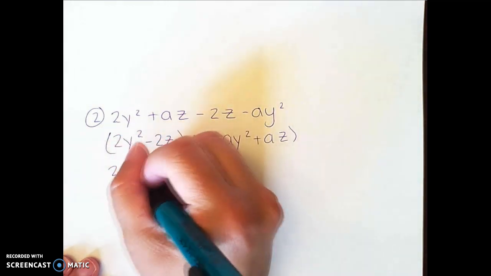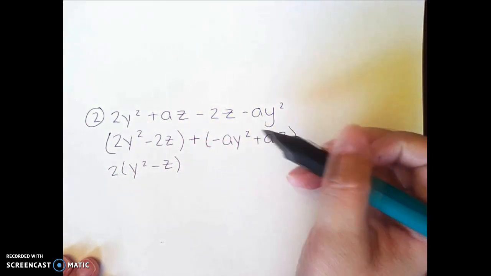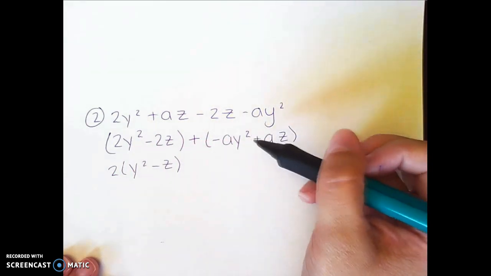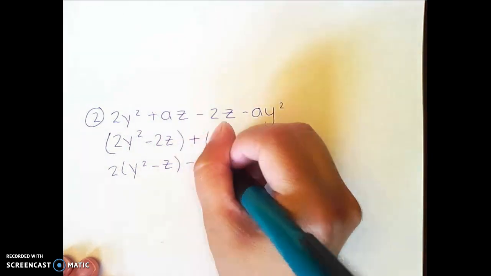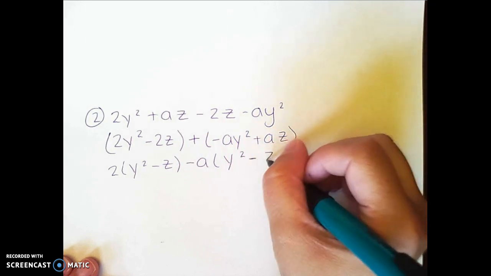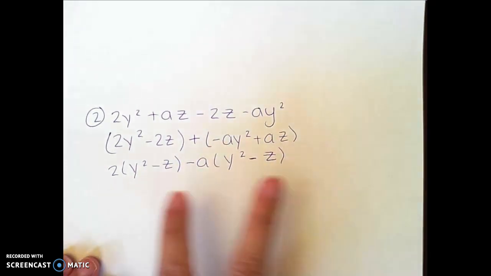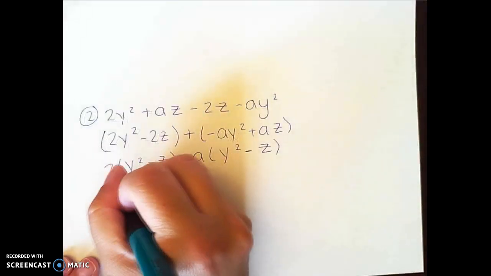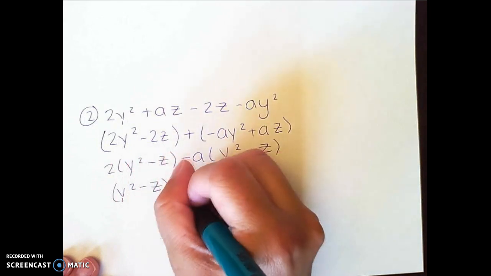Factoring out a 2, I have y squared minus z. And then I'm going to go ahead and factor out a negative a. And I'll be left with y squared minus z. Again, I have matching binomials, so I'm going to factor out that binomial. Y squared minus z times 2 minus a.